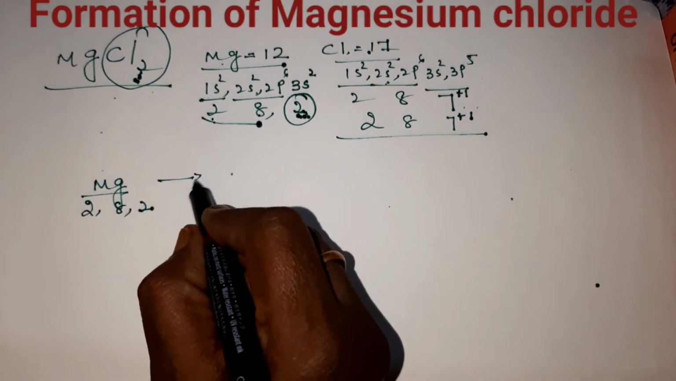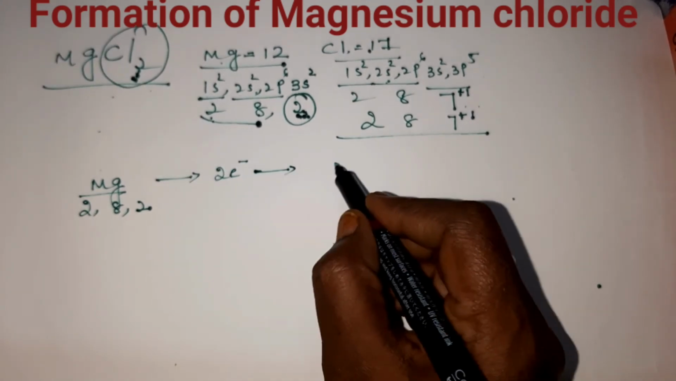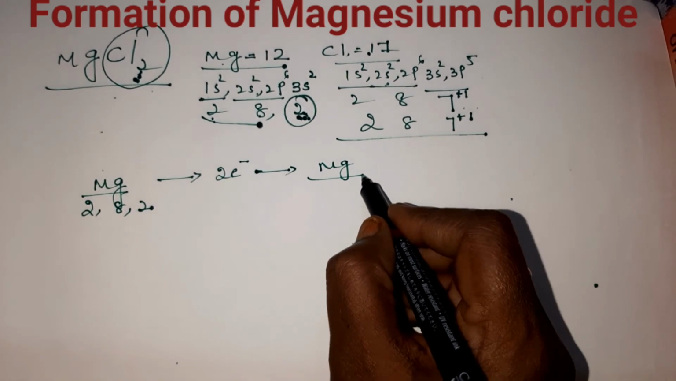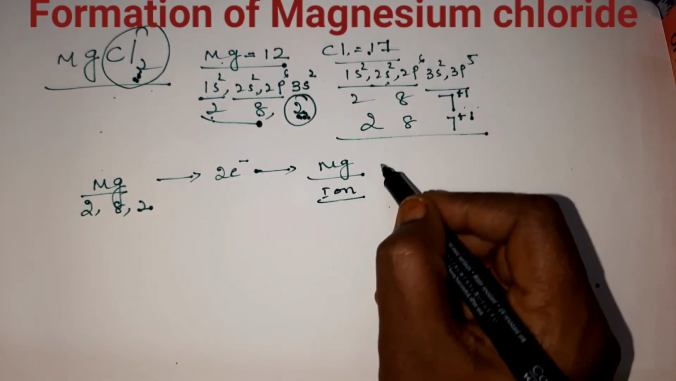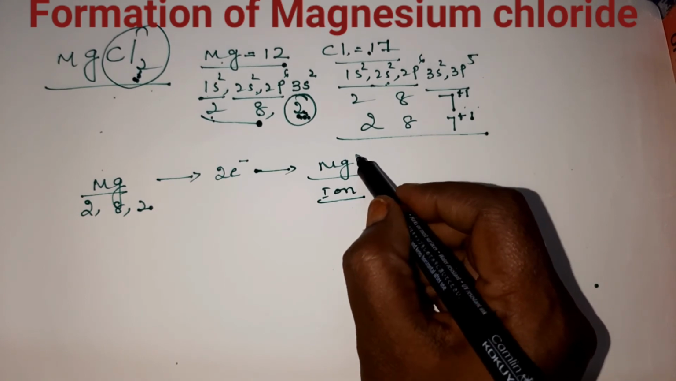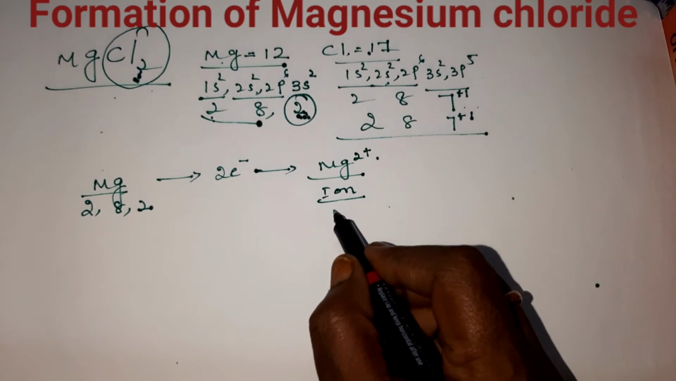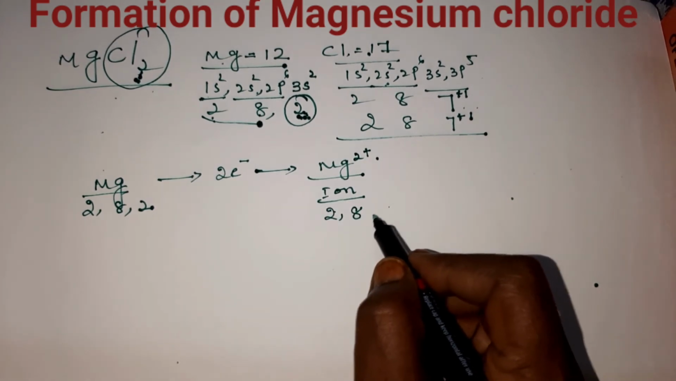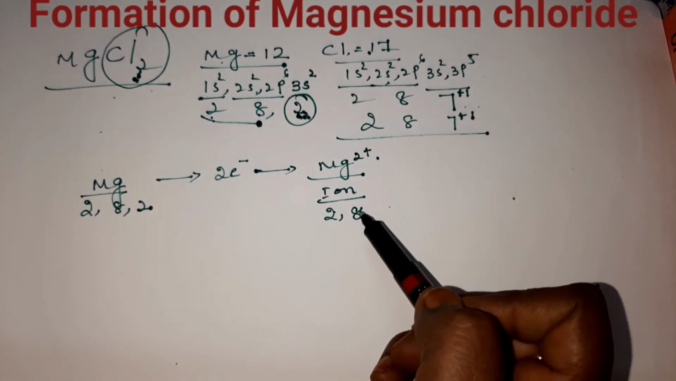And magnesium loses 2 electrons to form magnesium ion. So to form magnesium ion, it loses 2 electrons. So 2 plus. So here 2, 8. It loses 2 electrons, magnesium. It loses 2 electrons and becomes magnesium ion.